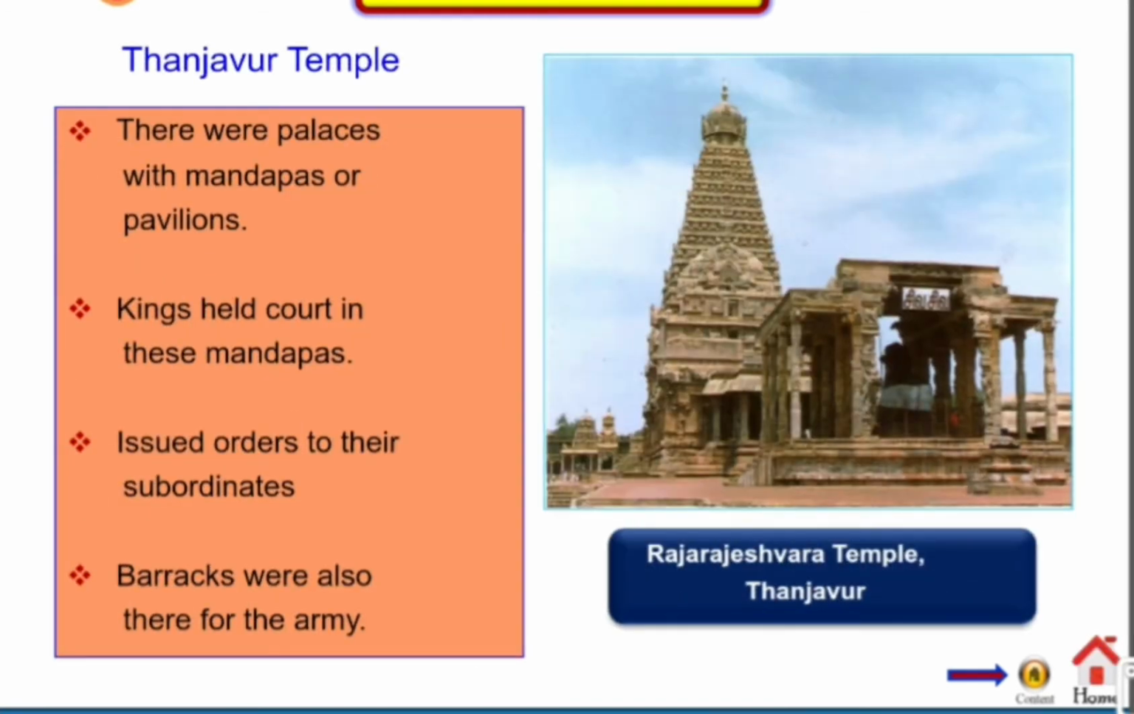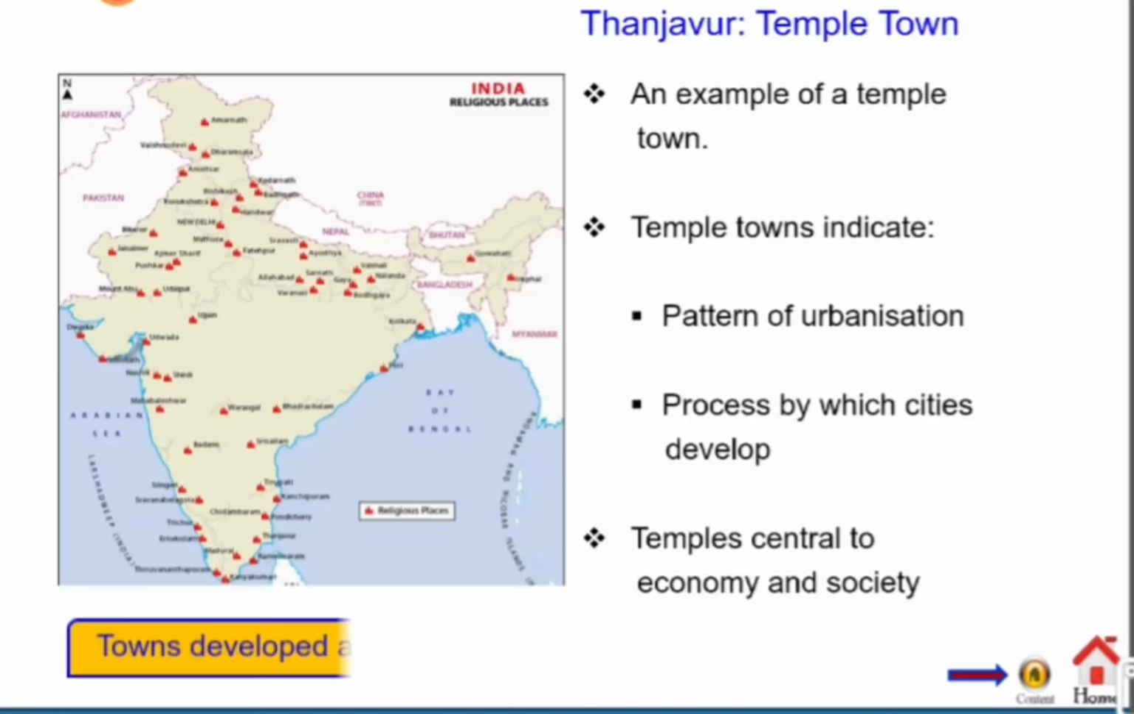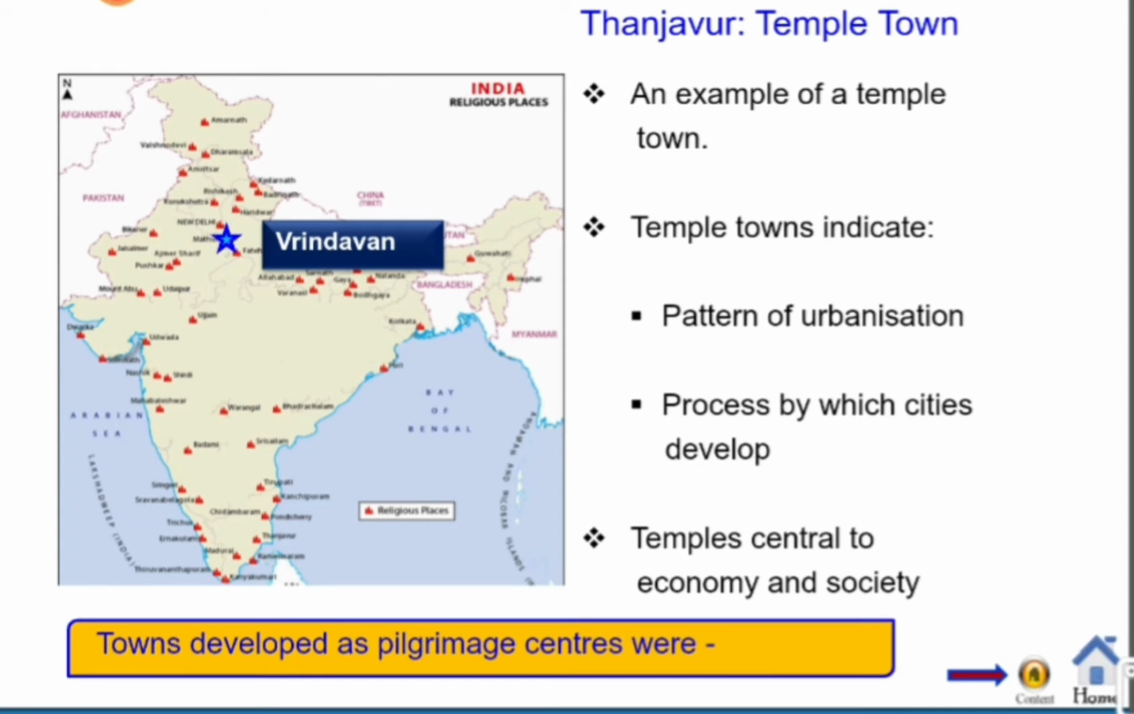Pilgrimage centers. Thanjavur Temple. There were palaces with mandapas or pavilions. Kings used to hold court in these mandapas and issue orders to their subordinates. Temples also had barracks for the army. Thanjavur is an example of a temple town. Temple towns had a specific pattern of urbanization, the process by which cities develop. Temples were the center of economy and society in that town.